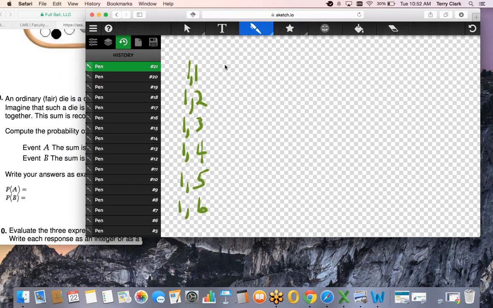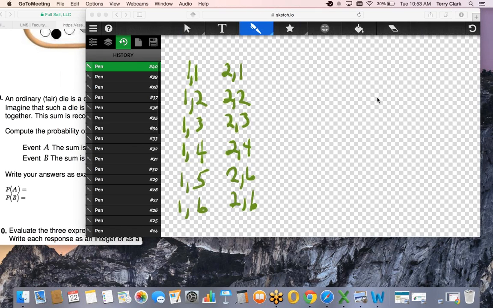And then if that didn't happen, I could roll a 2 on the first die, and then I could roll a 1, 2, a 3, a 4, a 5, or a 6 on the second die. There are going to be 36 of these outcomes, and that's based upon a rule called the multiplication rule.